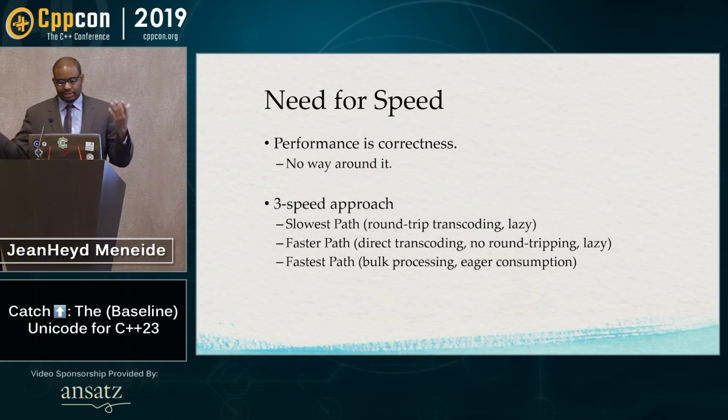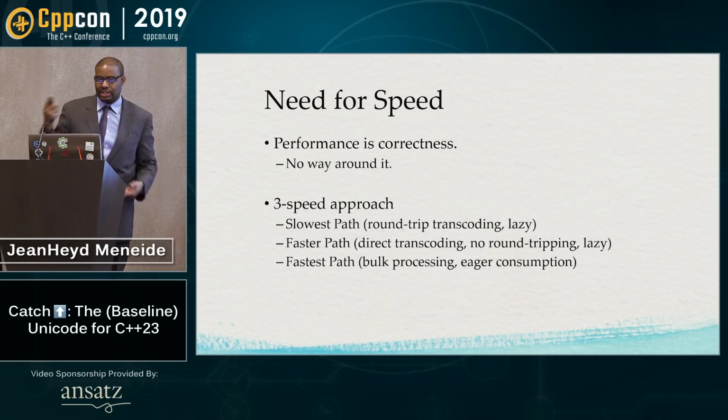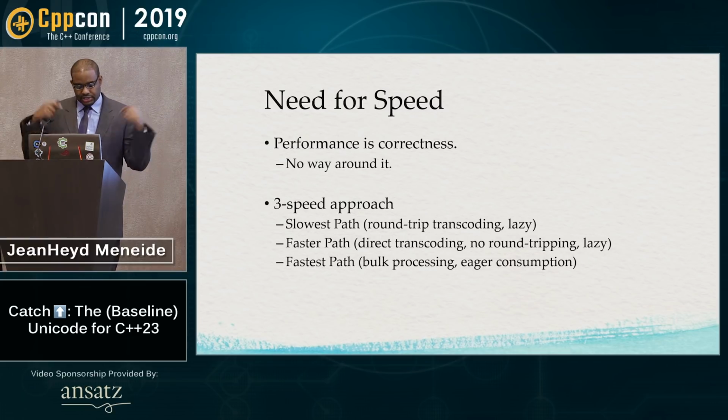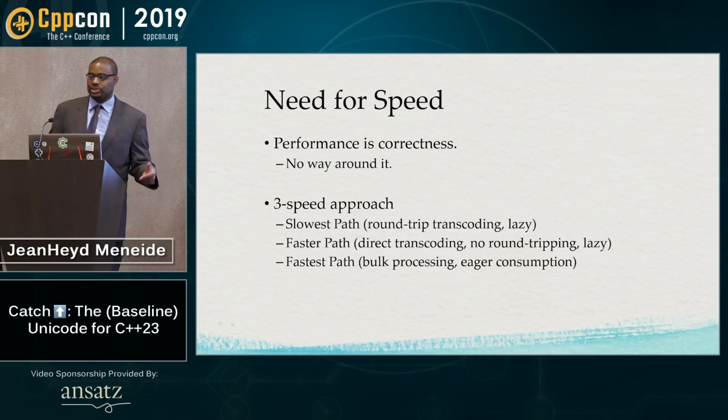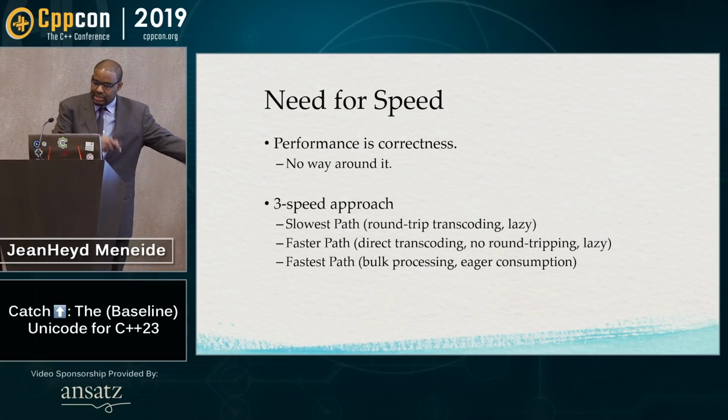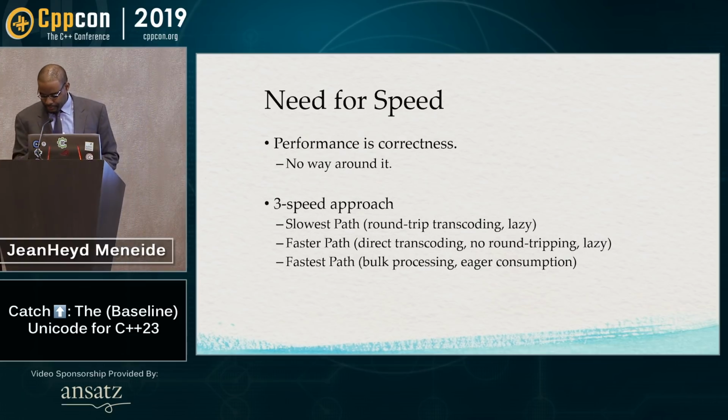The idea is that there's the slowest path, which is round-trip transcoding. It's very lazy. It does one thing at a time. Very, very nice. Then there's a faster path where you directly transcode. There's no round tripping, but it's still lazy. And then there's the absolute fastest path, which is bulk processing, eager consumption. Give me all the code points at once. I will transport them all the way to the other encoding all at the same time.